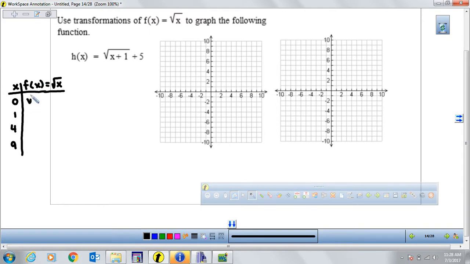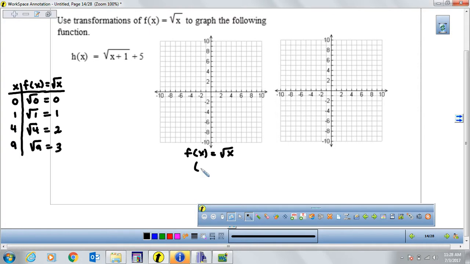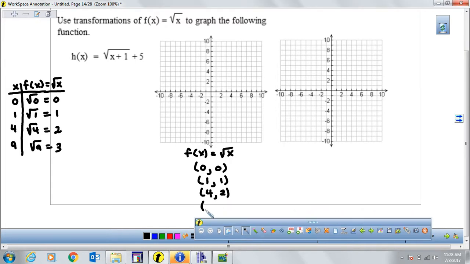So we're going to start by getting, of course, the square root. So the square root of 0 is going to give us 0, the square root of 1 is 1, the square root of 4 is going to give us a 2, and the square root of 9 is going to give us a 3. So these are the values for the function f of x, square root of x. So the table is going to be 0, 0, 1, 1, 4, 2, and 9, 3. So let's create the graph.